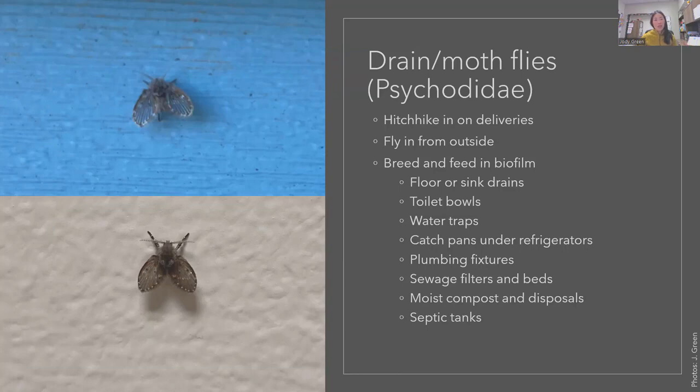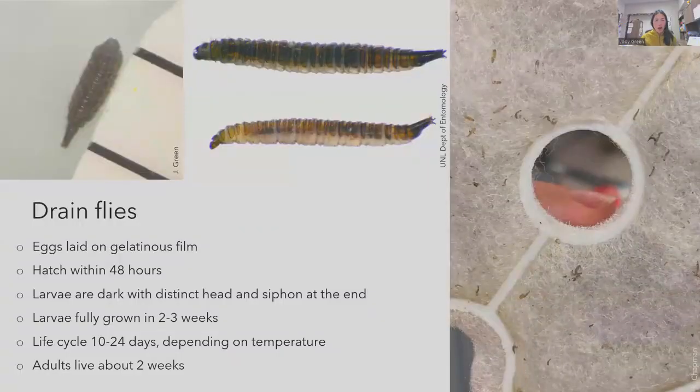They can breed and feed in the biofilm of plumbing. So toilet bowls and sinks and drains, water traps, all things like that. There may be a deeper sewage problem, but a lot of times they're going to be in that biofilm. When I think about drain flies, I think about mop water, because it's that kind of dirty, stale, watery smell. So drain flies can lay up to 30 to 100 eggs on that gelatinous film. And it may not even be in plumbing.